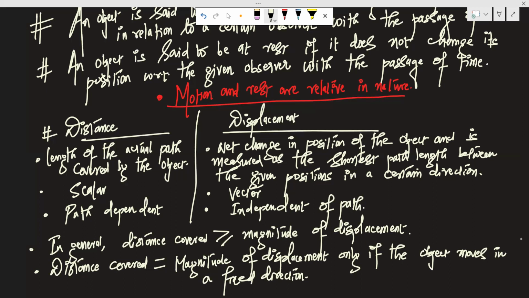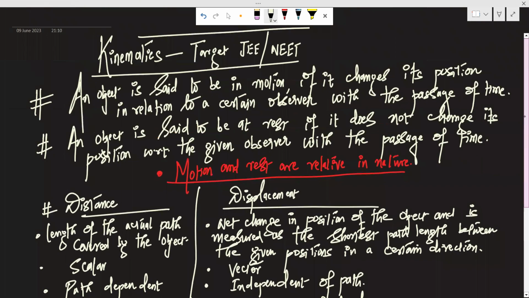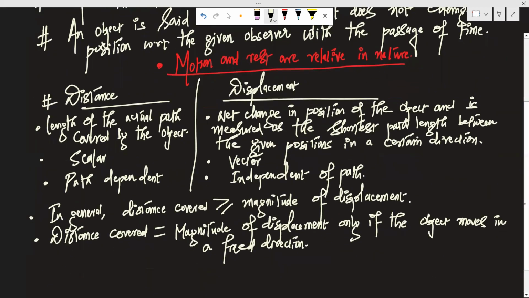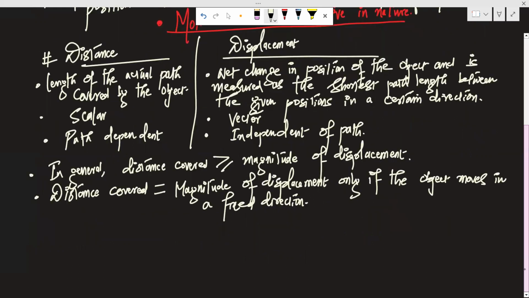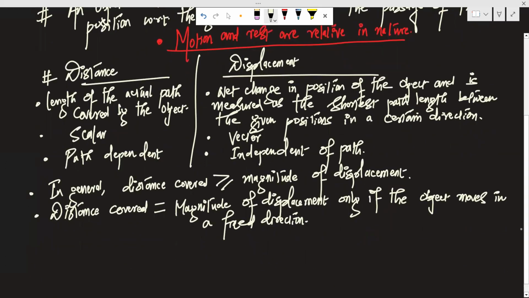Is that clear? Already we have discussed this point before in the class, we are just summarizing. Is it clear? Yes, sir. Okay. Next, we have to remember the points regarding speed and velocity. Then we will come to the questions also.